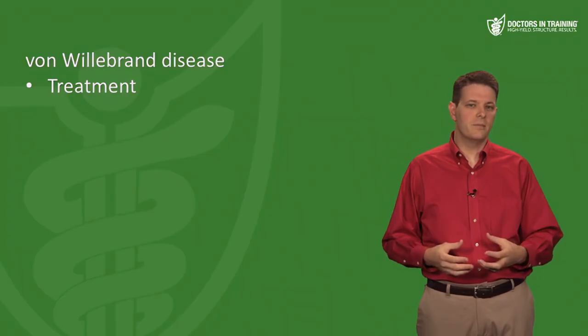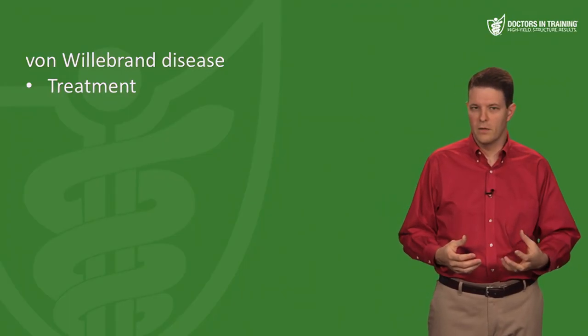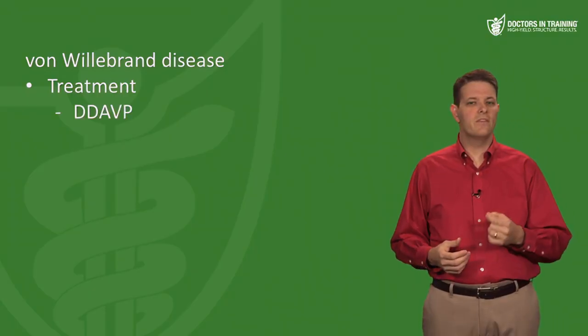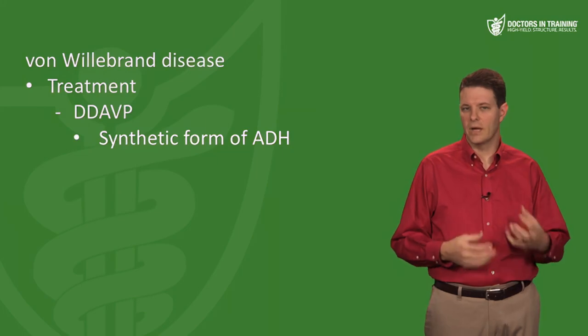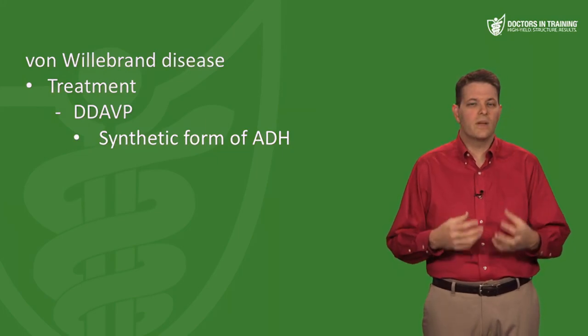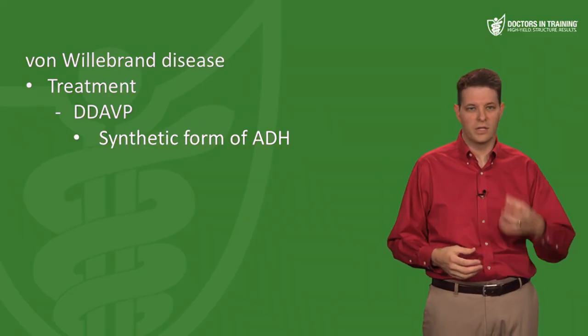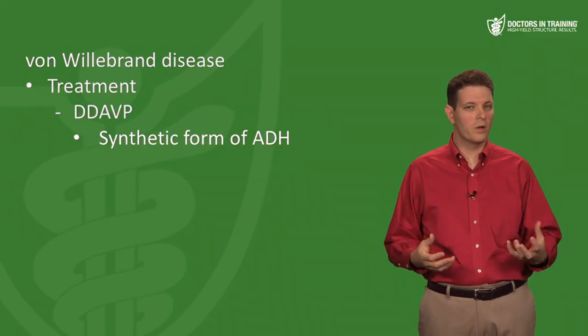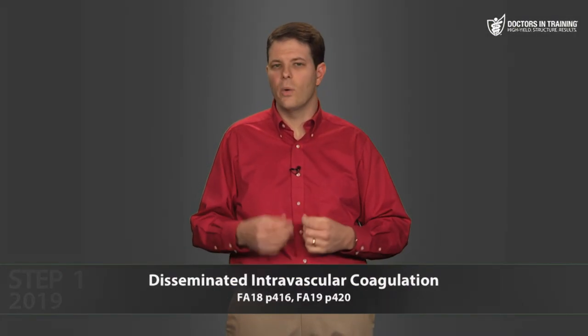And then the treatment is something you'll never be able to reason out in a million years. You just have to memorize it. For von Willebrand disease, we give DDAVP or desmopressin, which is a synthetic form of antidiuretic hormone. ADH increases the release of von Willebrand factor from storage sites in the endothelial cells. So you give DDAVP, more von Willebrand factor can be released. Then the other mixed disorder is DIC, or disseminated intravascular coagulation.